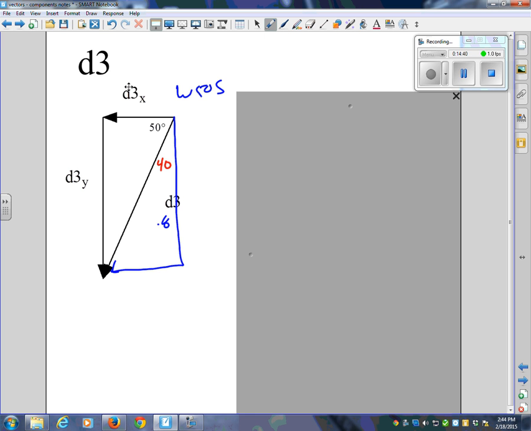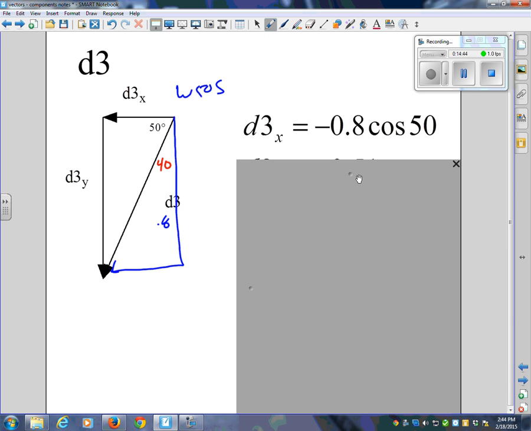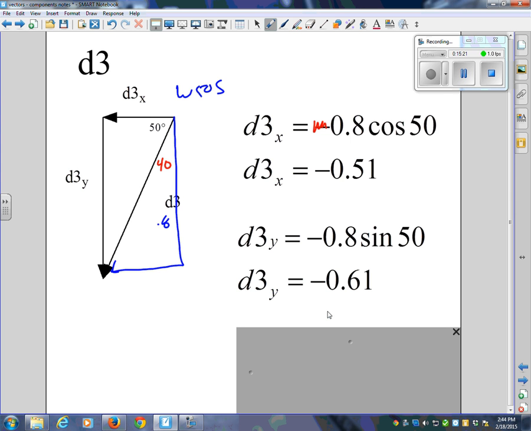Okay, so let's do the X first. D3X is going to be adjacent, so it's minus 0.51. Now I don't really care too much whether or not you put that negative sign right there. But how important is it that the negative sign goes right there? Because it's going left. And does that matter that it's going left and not right? Yeah, it's huge to the question. So make sure that those are nice and clear. The Y then is going to be 0.8 sine 50, and again, because it's down, minus 0.61.